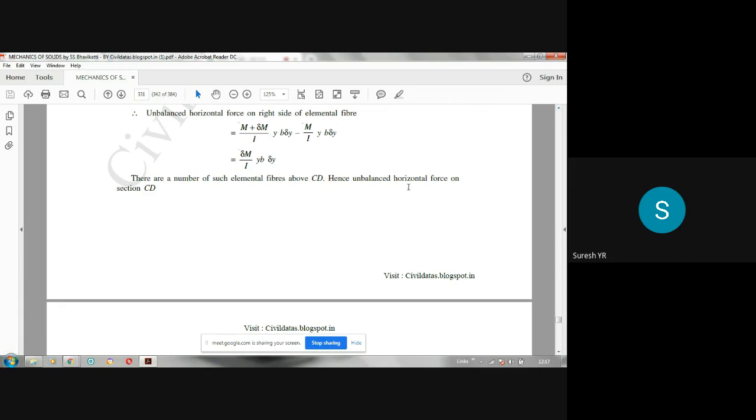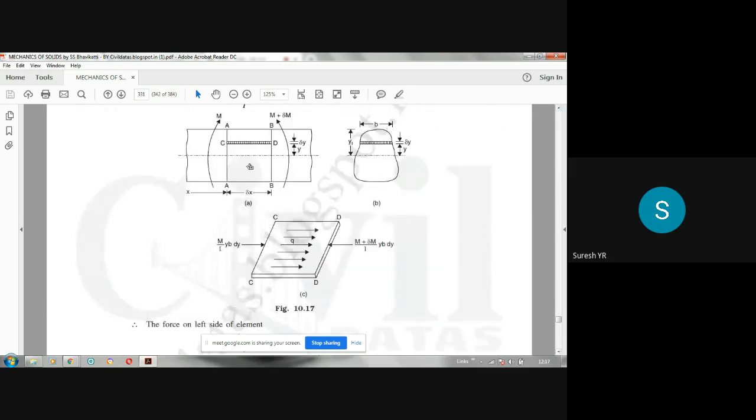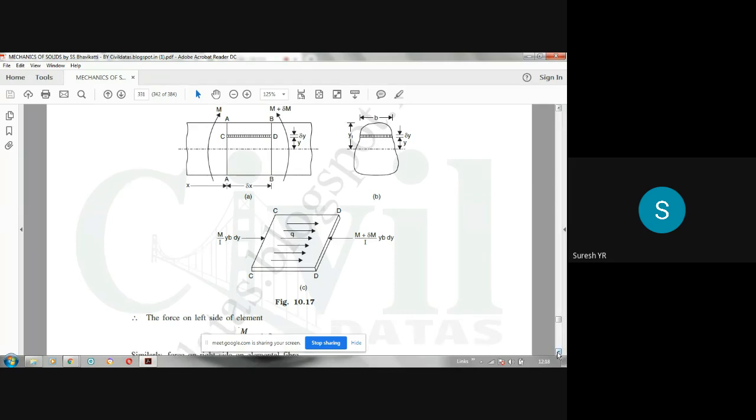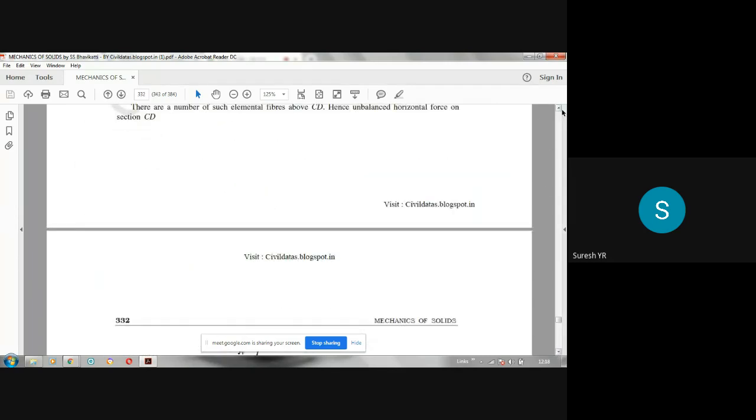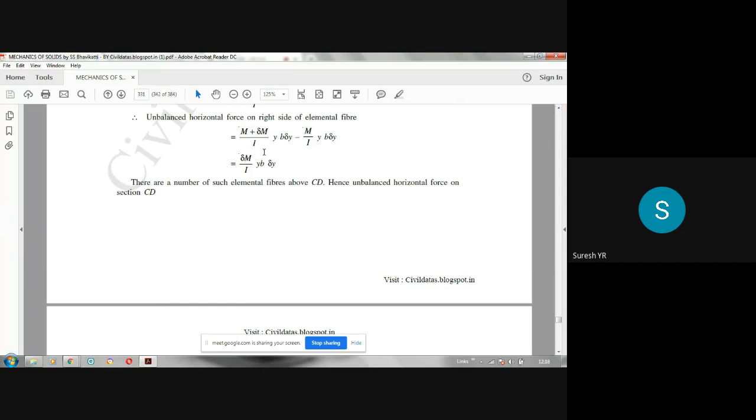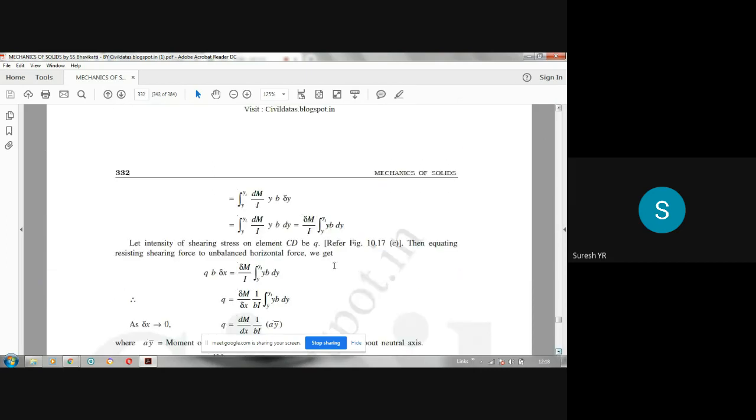Hence the unbalanced horizontal force on the section CD: whatever forces are there above this CD, we have to take. If you want to take that, you have to integrate between y to yt. What is the unbalanced force? You have got this; this is the unbalanced force. It should be integrated between y to yt. That is what has been done here: the integration from y to yt of delta M by I into y b into delta y.